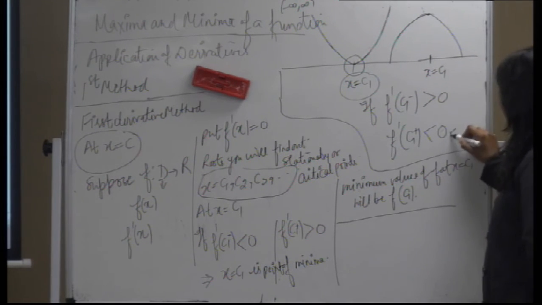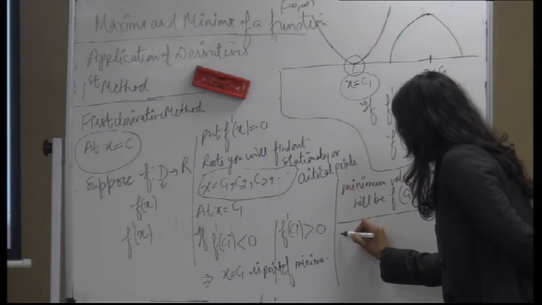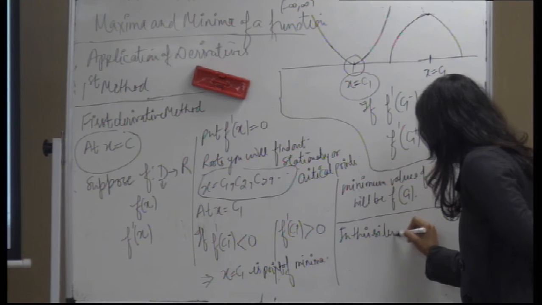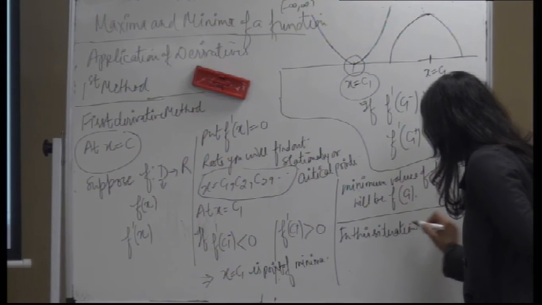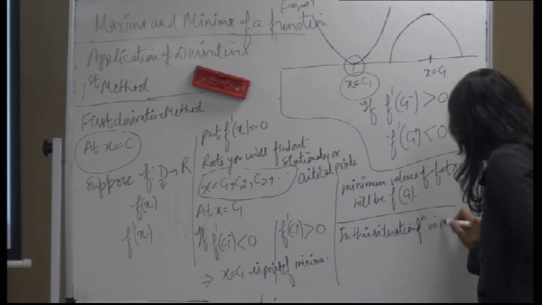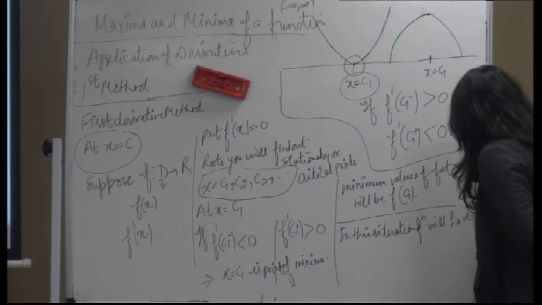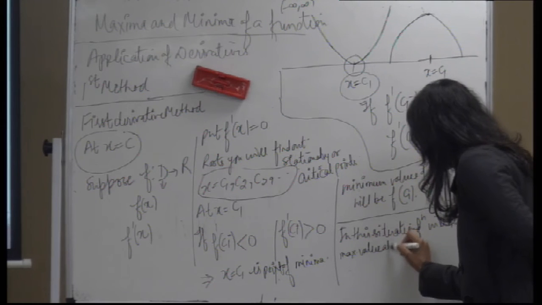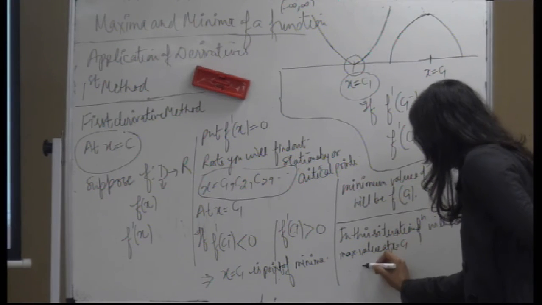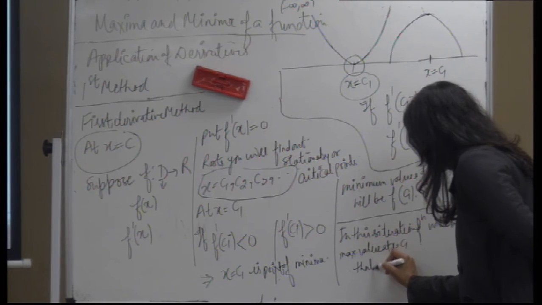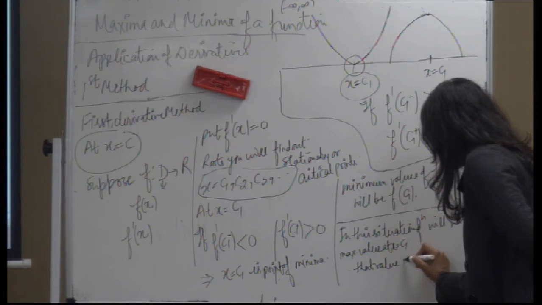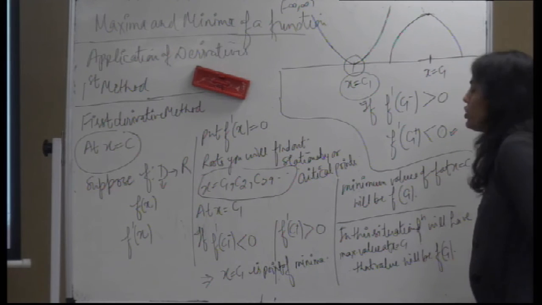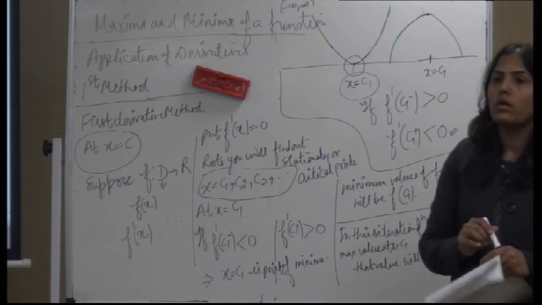Now in this situation basically, the function will have a maximum value at x equal to c1 and that value will be again f of c1. So these are two situations which can occur.